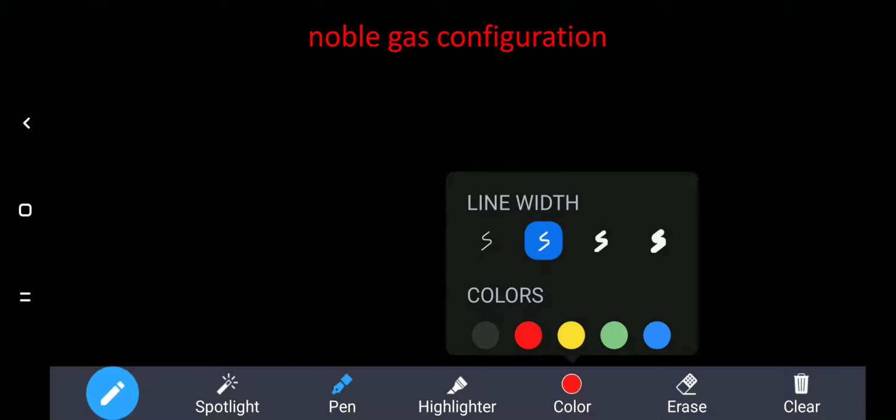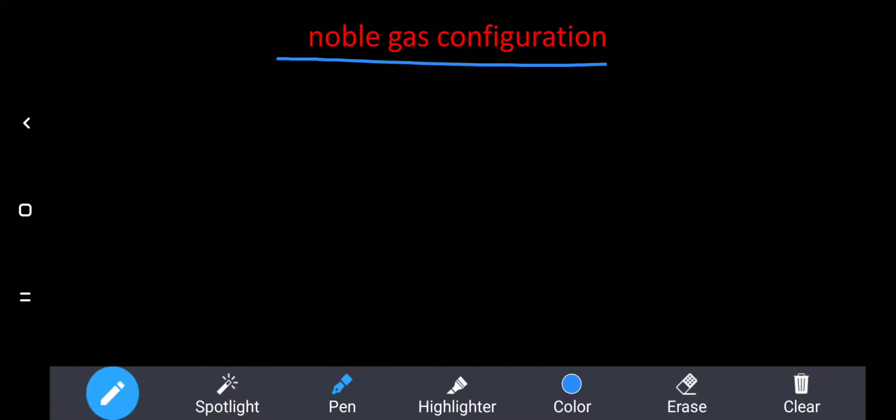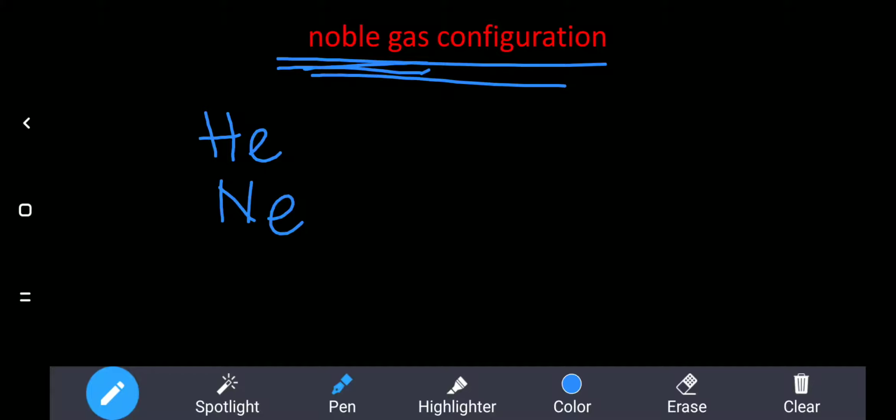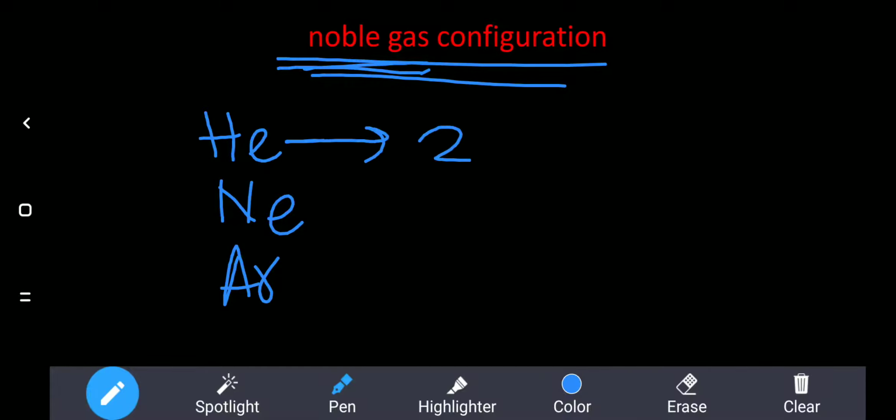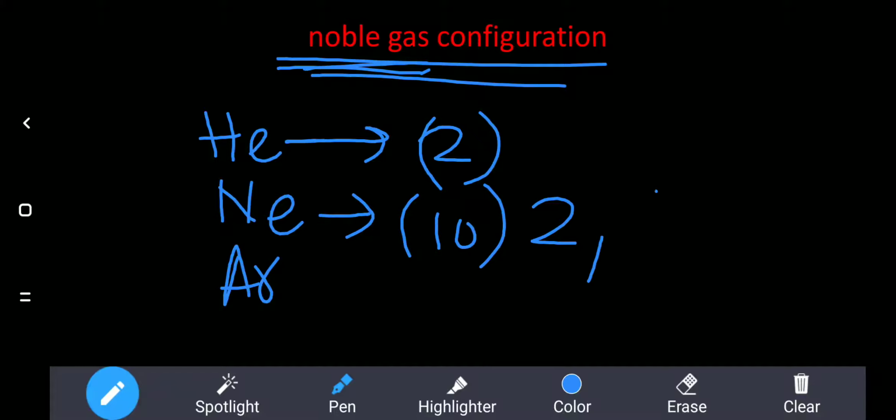There's a concept called noble gas configuration. It is important for us to understand what noble gases are. Noble gases are helium, neon, argon, krypton, xenon, radon, etc. Helium has 2 electrons. Neon has 10 electrons, and its configuration is going to be 2, 8. We're not going to talk about argon, just helium and neon.